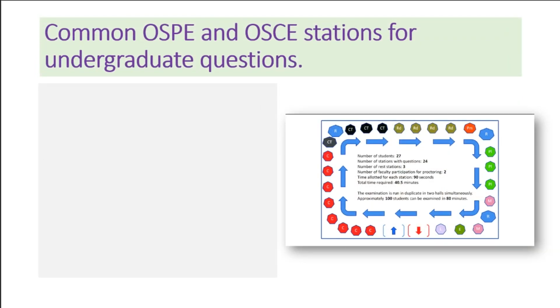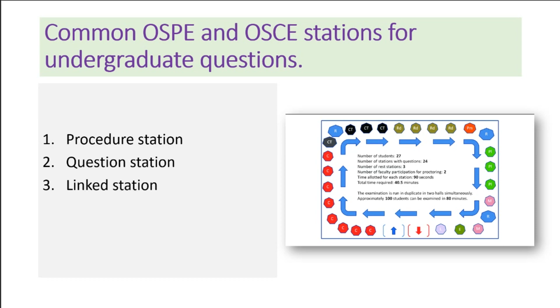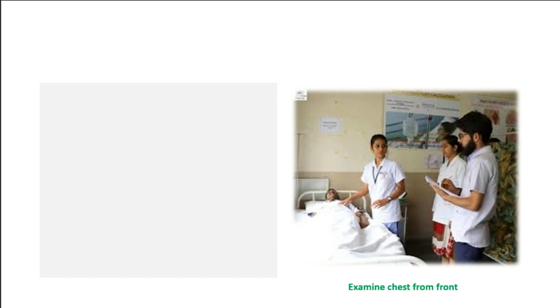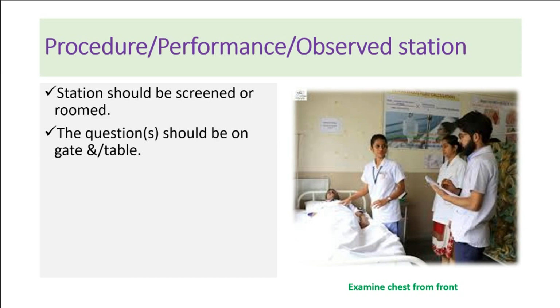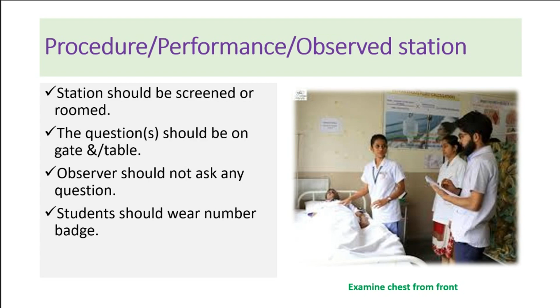Common OSPE and OSCE stations for undergraduate questions: 1, procedure station; 2, question station; 3, linked station; 4, rest station. Procedure, performance, observed station. The station should be screened or roomed. The questions should be on the gate and table. The observer should not ask any question. Students should wear a number badge.